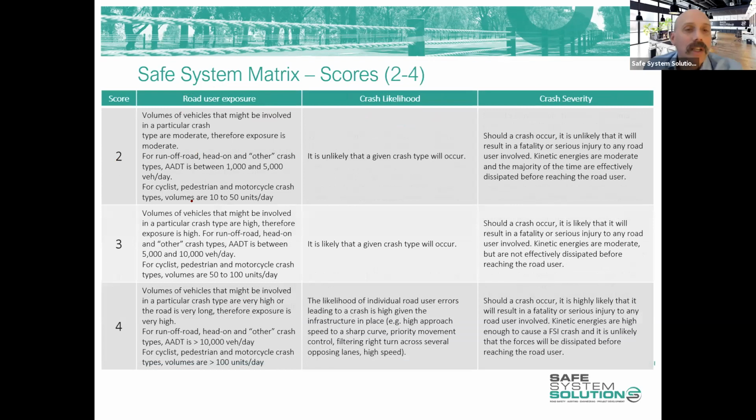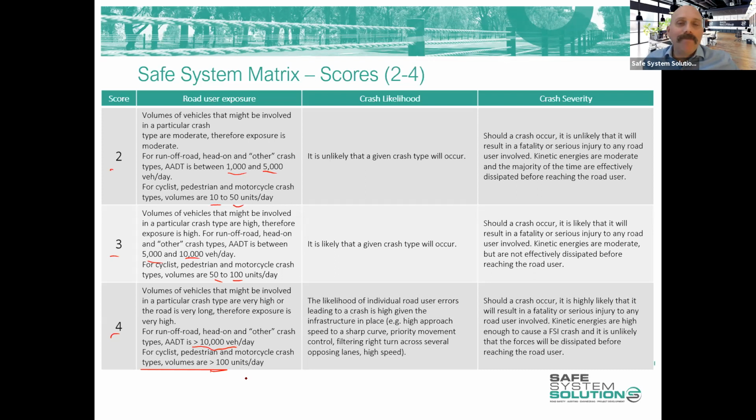So you see, let's continue on exposure. Exposure, a 2 is between 1,000 and 5,000, and between 10 and 50 units for the vulnerable road users. A 3, between 5,000 and 10,000, and 50 and 100 units. And a 4 is greater than 10,000 for your AADT, and greater than 100 for your cyclists, motorcyclists.